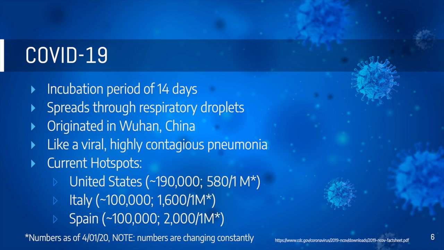The second series of numbers that I have there are the number of cases per 1 million people in each country. In the United States, there's around 580 cases per 1 million people. In Italy, there's around 1,600 per 1 million people. And in Spain, there's around 2,000 cases per 1 million people. This is why looking at the complete whole number is very misleading, because it doesn't take into account how large the actual country is, but the number of cases per 1 million people puts it in perspective.